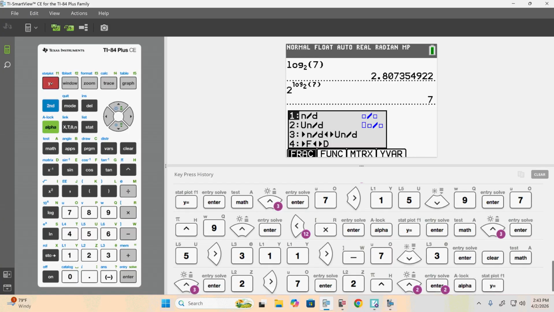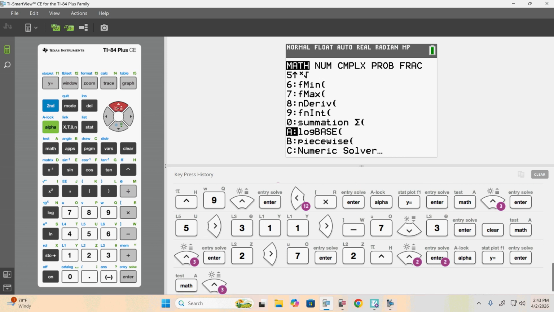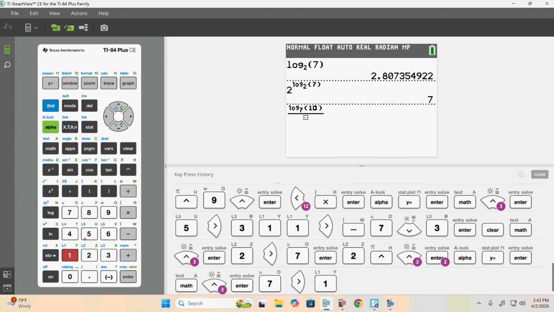Now we can do this in the graphing calculator. Alpha y equals enter, math, log base 7 of 15 over 9 is 0.154629167, or 0.155.